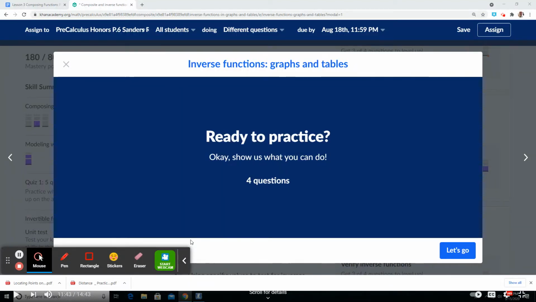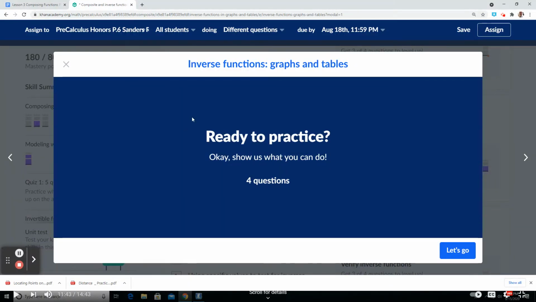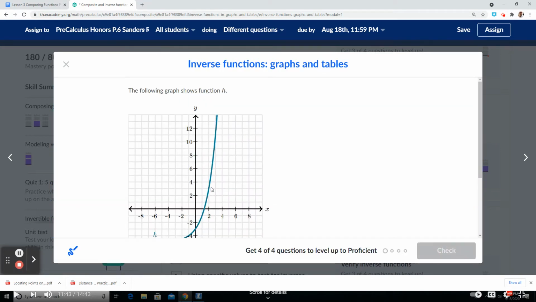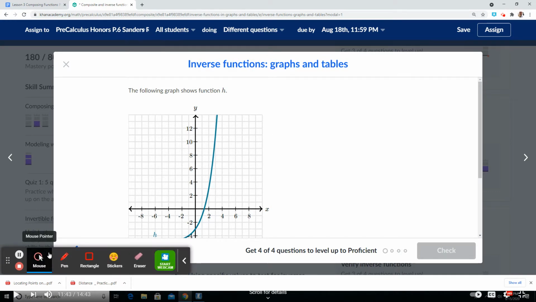Okay, we are working on inverse functions, graphs, and tables. The basic idea for this is that the inverse is going the other direction.